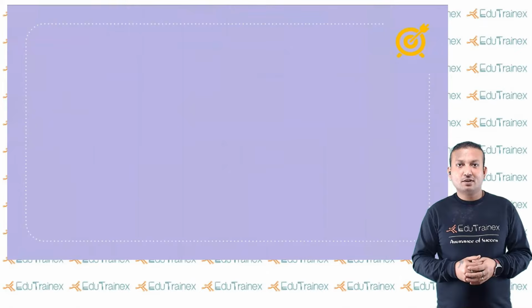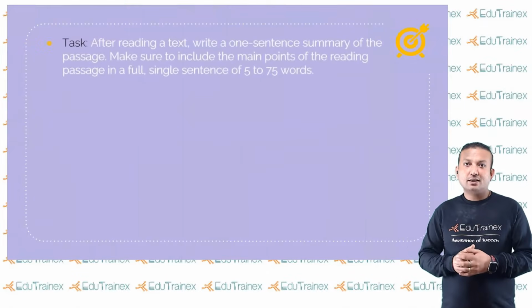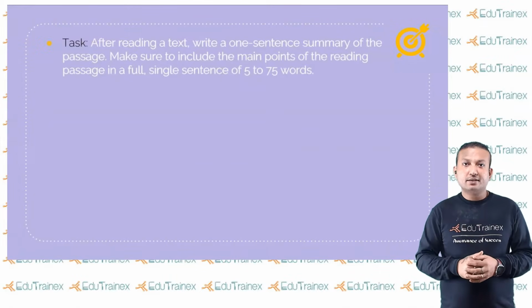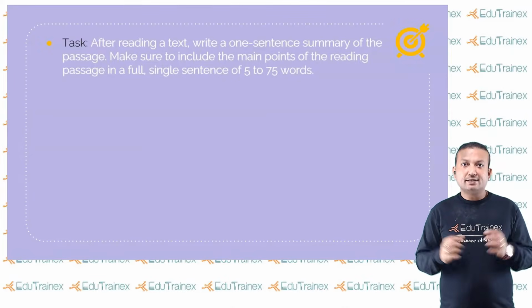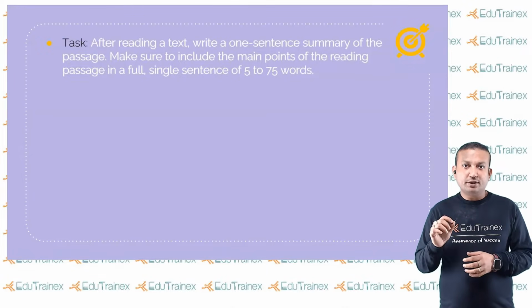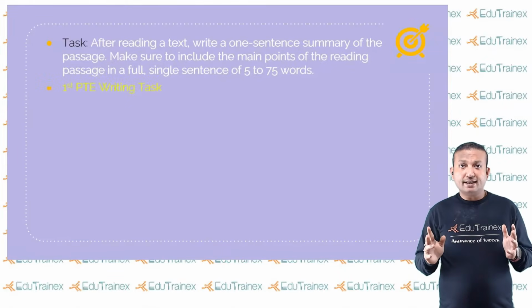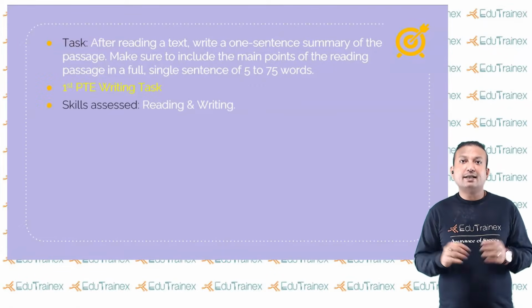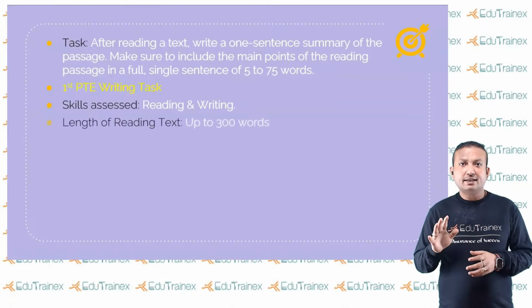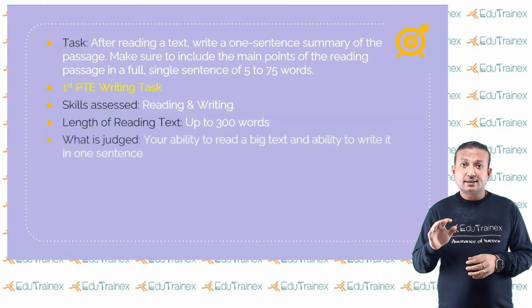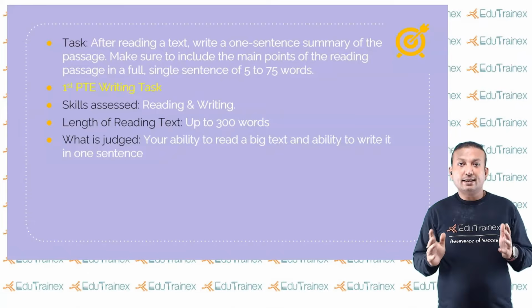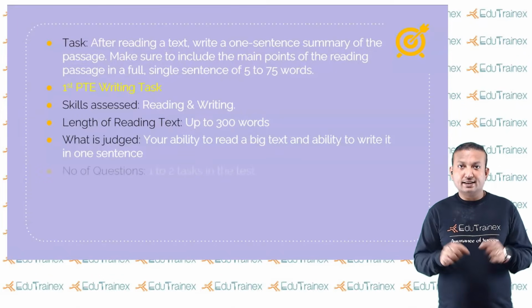Overview. For the Summarise written text task, you are given a reading text and you need to make a single sentence out of it, which is between 5 and 75 words. It is the first task of the writing section, and it assesses both your reading as well as writing skills. The reading text itself is around 300 words, and this task tests how capable you are in reading a big piece of work and then summarizing it into one sentence.